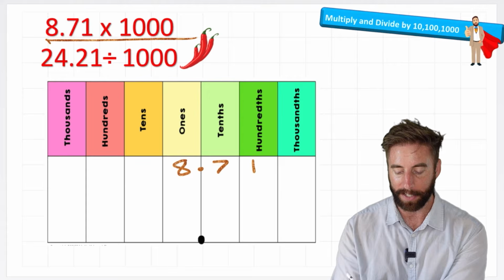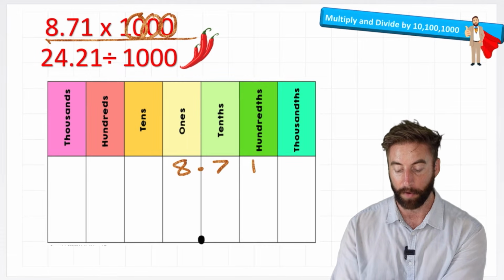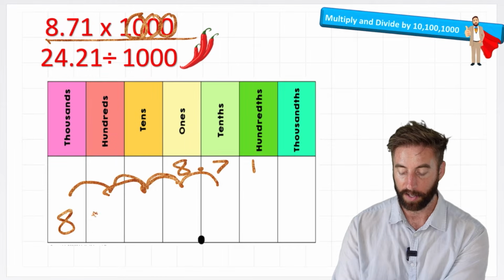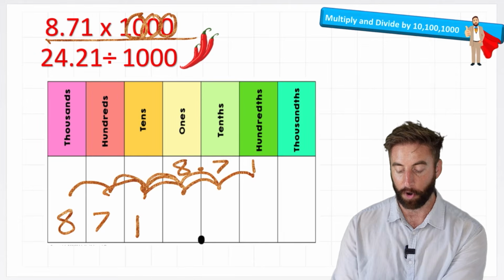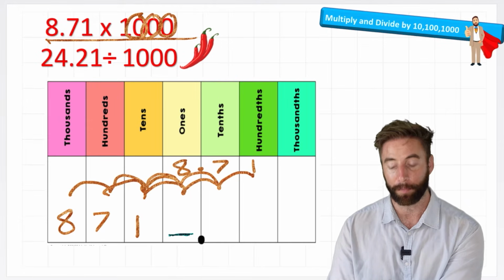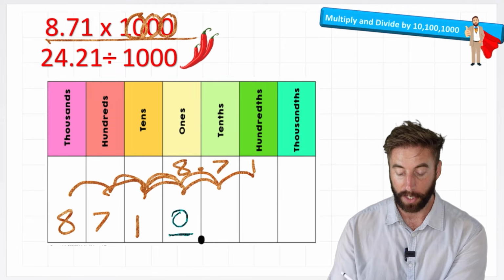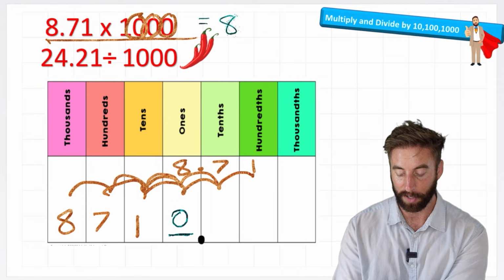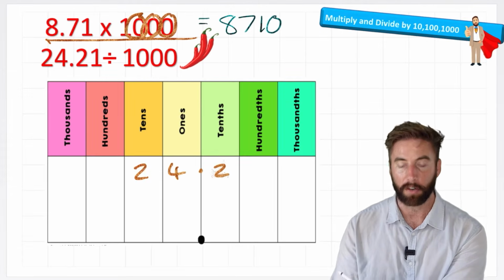So hopefully we've caught onto the pattern. We've got 1, 2, 3 zeros in our 1,000. So I'm going to be moving them 1, 2, 3 places. Do the same to the 7, 1, 2, 3. Do the same to the 1, 1, 2, 3. And again, just like before, we have this blank column before the decimal, so we need to fill that in, and we're going to fill it with a placeholder. So my answer to 8.71 times 1,000 equals 8,710.